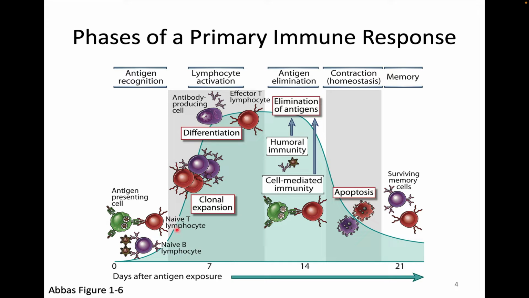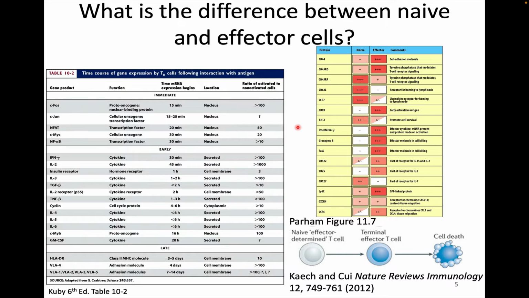So we've talked about how our naive cells change and become these more effector type cells through this process of differentiation after they're activated. And we need to think a little bit more about what's going on with these cells, what exact properties they have gained, because that will help us start to understand some of the details that are going to happen after antigen elimination. So here we can start to see some of the differences between naive cells and effector cells.